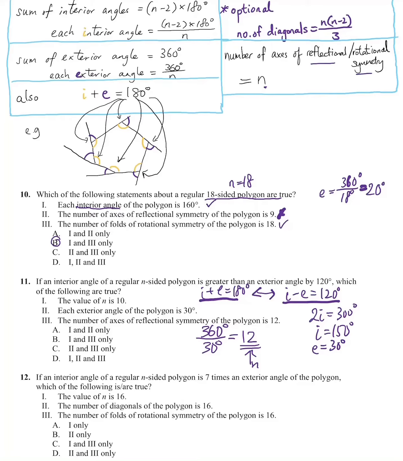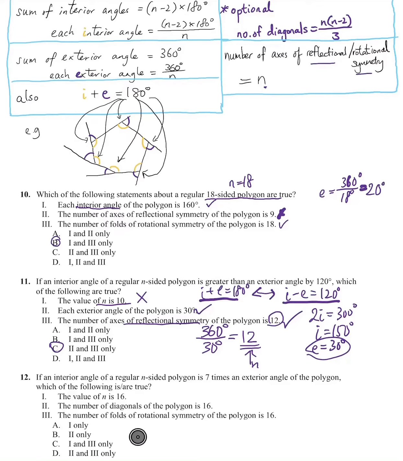So, is the value of n 10? No. Each exterior angle is 30? Yes. And the number of reflection symmetry is 12, which is n. N is 12, so this is correct. So 2 and 3 are also correct. It's basically using a simultaneous equation here rather than going to the complicated sum of interior angles formula. We didn't even touch it. So we can most of the time escape from this formula, but when we cannot, then we just have to stick with it.